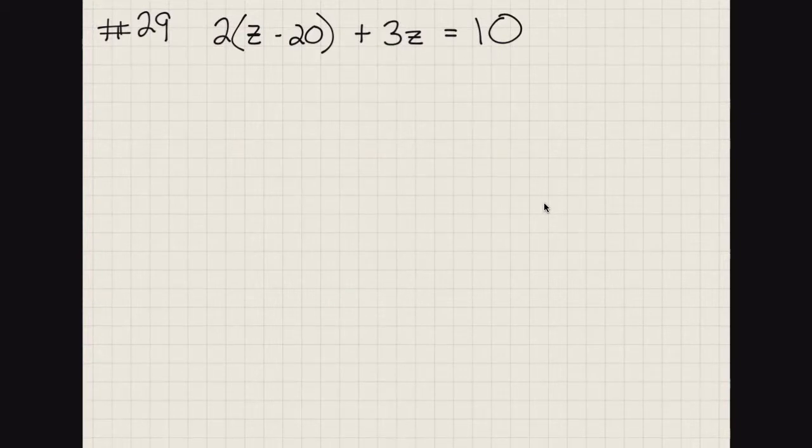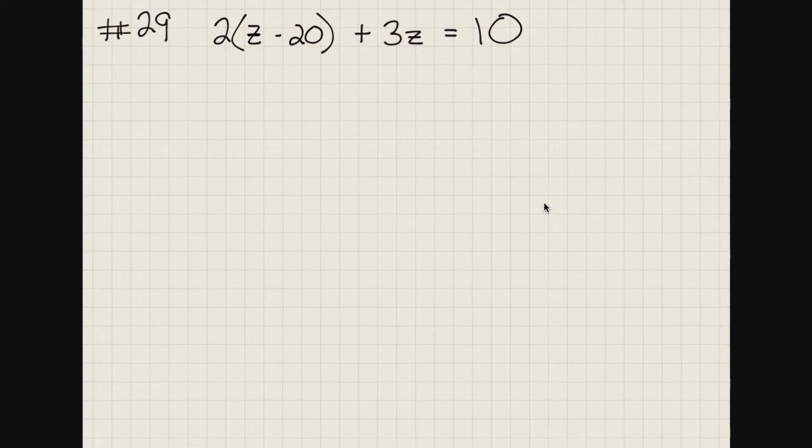The very first thing I have to do is find the variables that are the same. In this particular one, how many variables do I have? I have 1, but there's 2. There's a z inside the parentheses, and there's a z outside the parentheses. So I'm at a standstill.